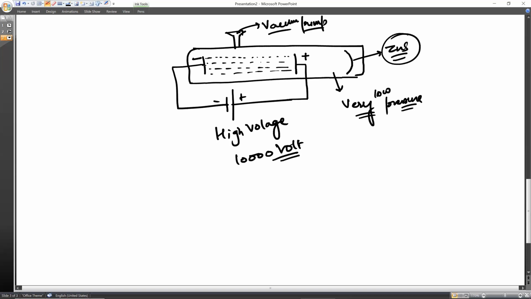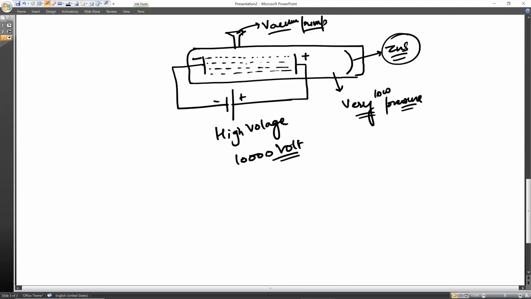When very low pressure means almost all the air has been removed from this tube, and we pass a high voltage current, we find there are some beams passing from negative to positive terminals. And how did he discover that this is a charged particle beam? There are so many ways. What were the characteristics of this beam?